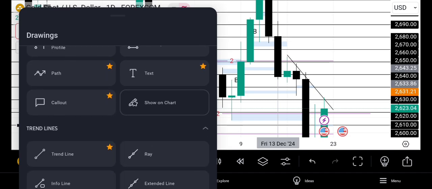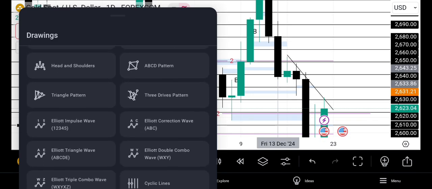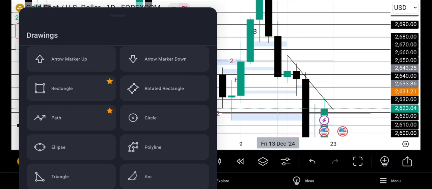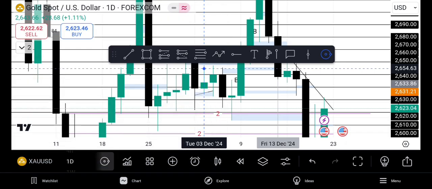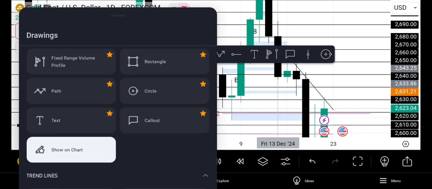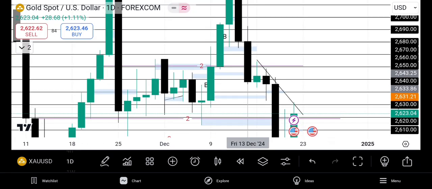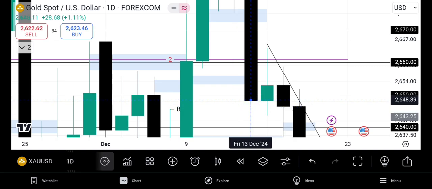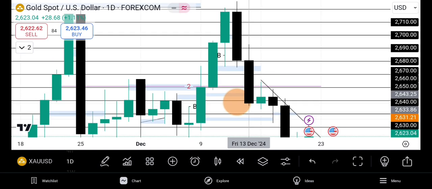I forgot to highlight that. Okay, this is it. So the market did what? Stopped here. The market has been bullish. Went from here up.